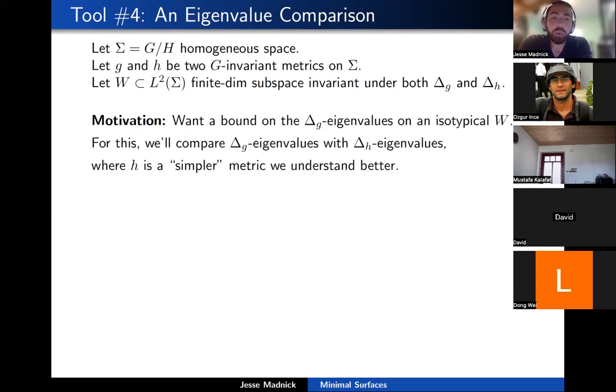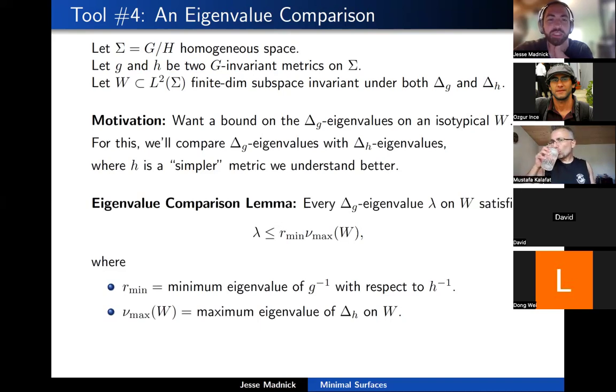So what we want is a bound on the g Laplace eigenvalues on an isotypical summand W. How will we do that? The strategy is to compare the g Laplace eigenvalues with the h Laplace eigenvalues, where h is some simpler metric that we like better. Maybe the metric little g that we're working with is just some horrible metric, but maybe the homogeneous space also admits a normal metric. That would be little h, and so then we can play the eigenvalues off of each other.